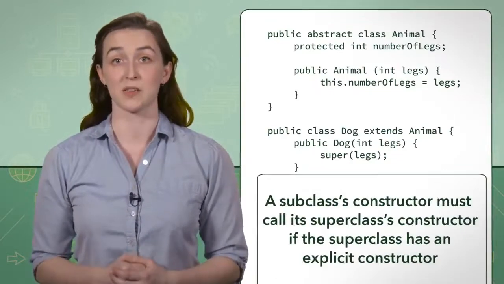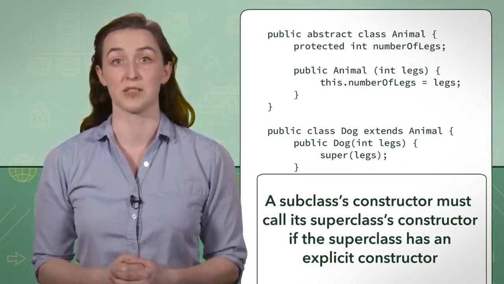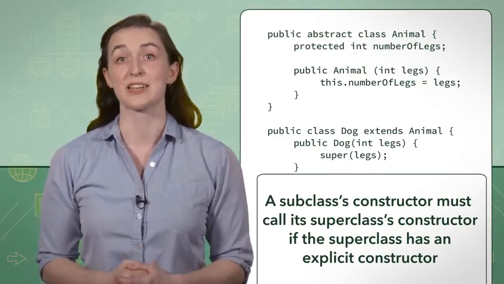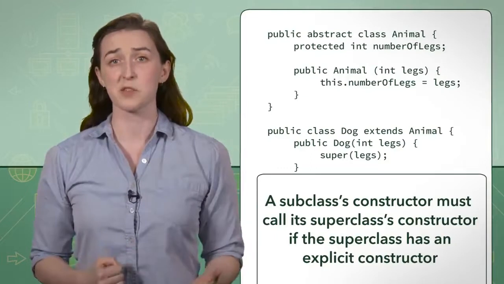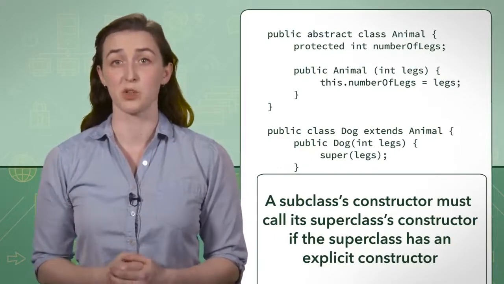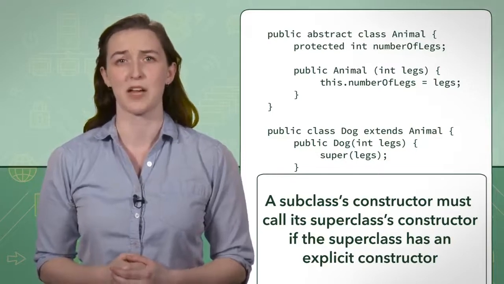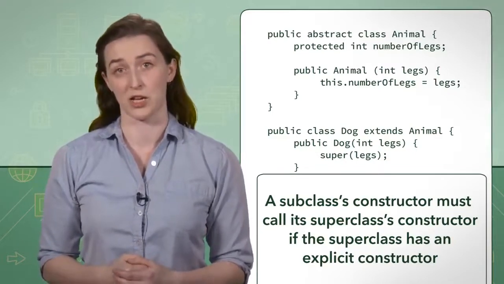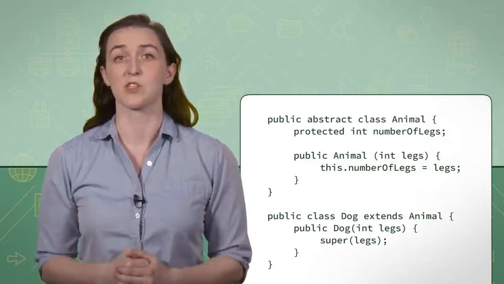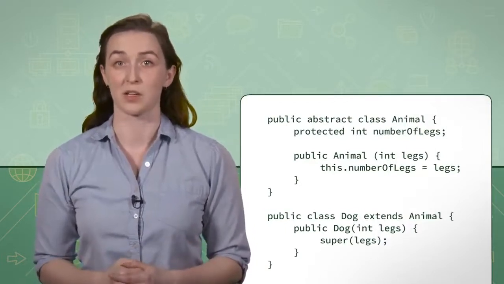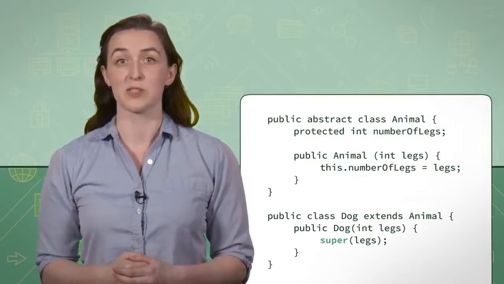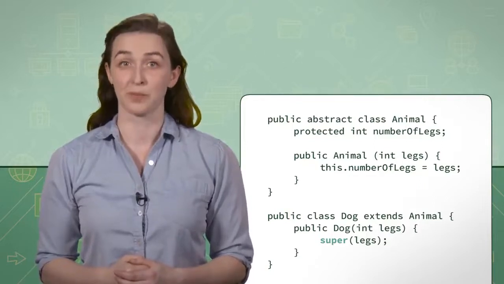A subclass's constructor must call its superclass's constructor if the superclass has an explicit constructor. This is because explicit constructors of the superclass must be referenced by the subclass, otherwise the superclass attributes would not be appropriately initialized. In order to access the superclass's attributes, methods, and constructors, the subclass uses the keyword called super.